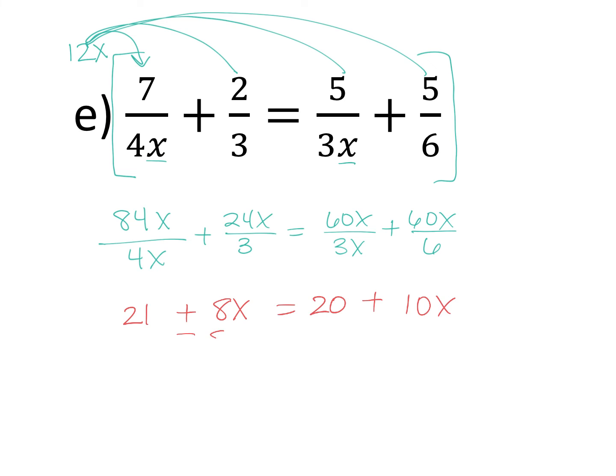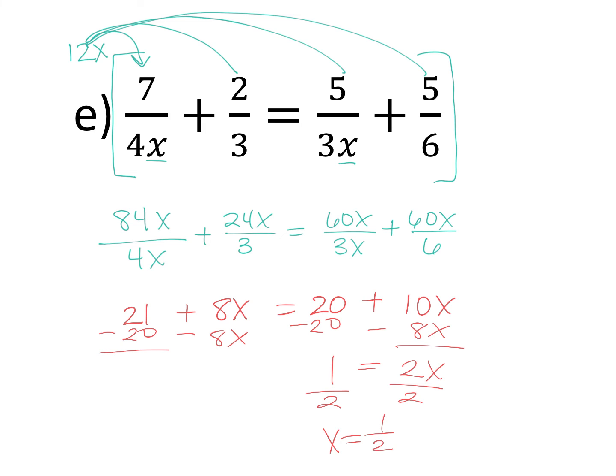Take away your 8x from both sides. You get 2x. Take away the 20 from both sides. You get 1. So 1 equals 2x. Divide by 2. That means x is going to be 1/2. Questions on that? Okay.